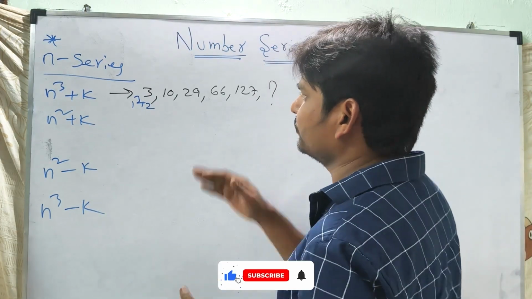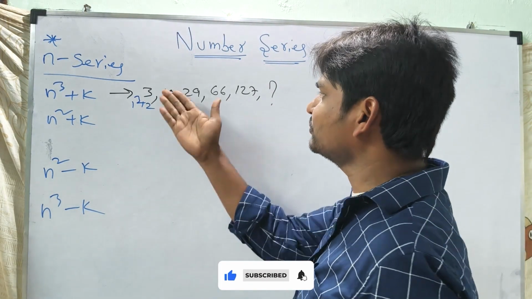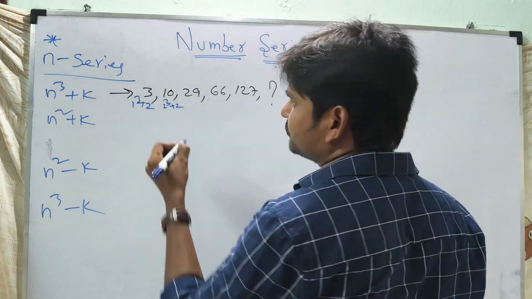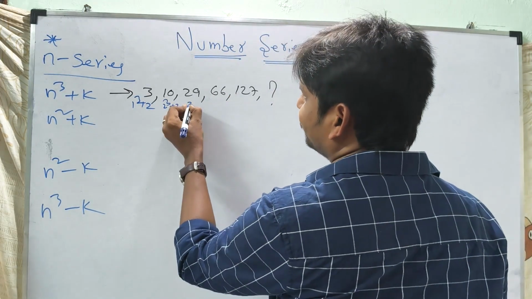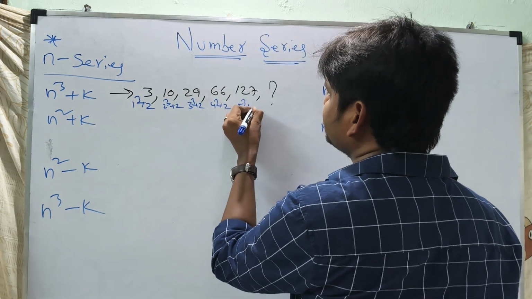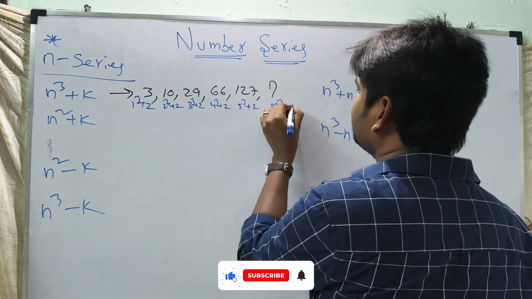Is there any problem for you? 1 cube value is what? 1. 1 plus 2, 3. This one shall I write? 2 cube plus 2. 2 cube is what? 8. 8 plus 2, 10. Now this one 3 cube plus 2, 4 cube plus 2, 5 cube plus 2. Next would be what? 6 cube plus 2.